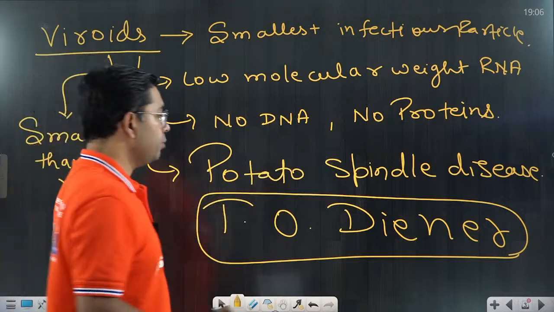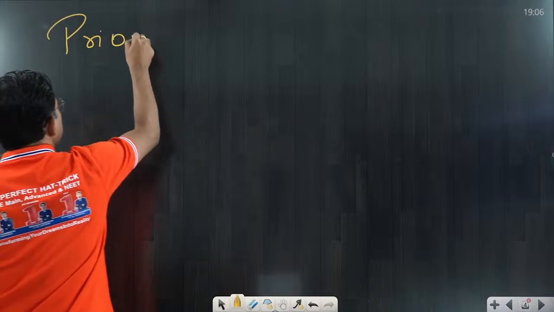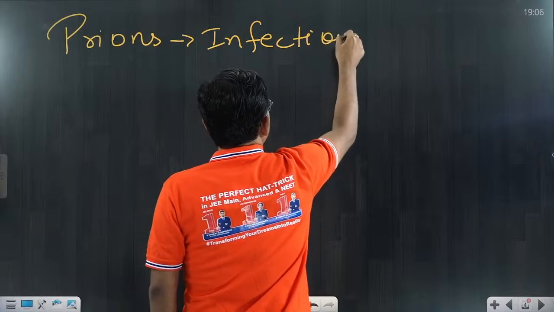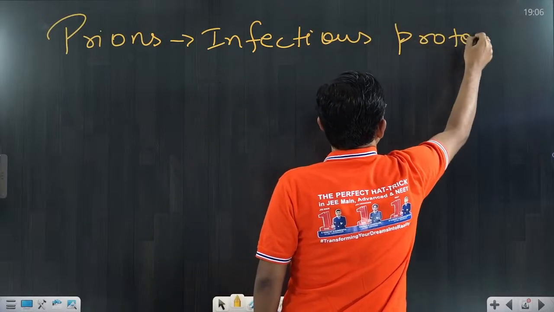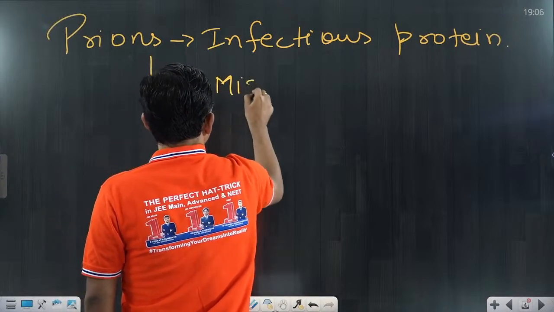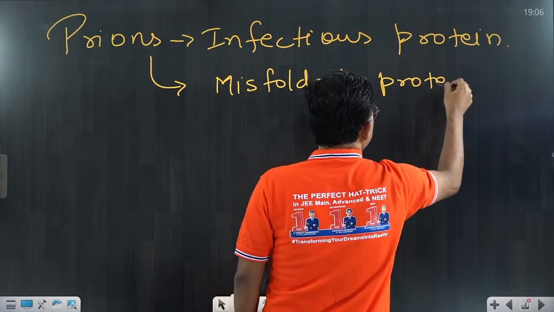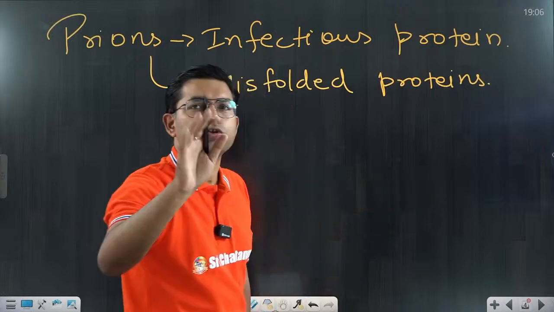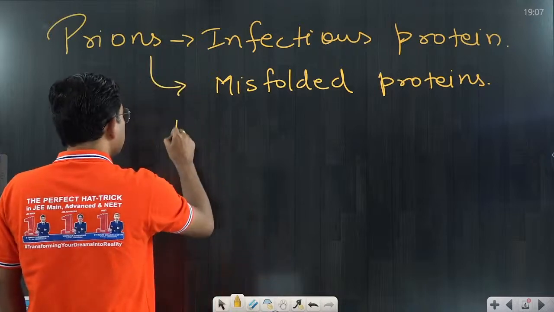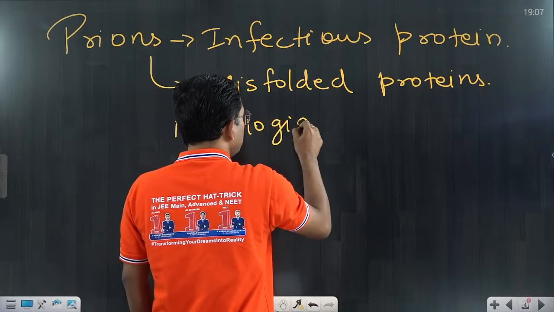Now let's see prions. Prions are infectious proteins. They are misfolded proteins. Misfolded protein means a protein whose structure is distorted. They are infectious in nature and they cause neurological disorders.